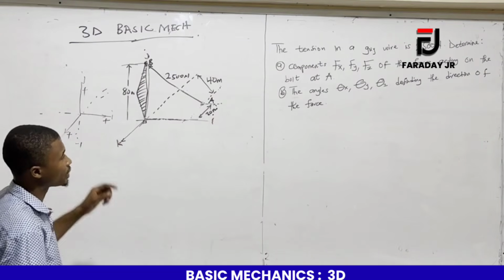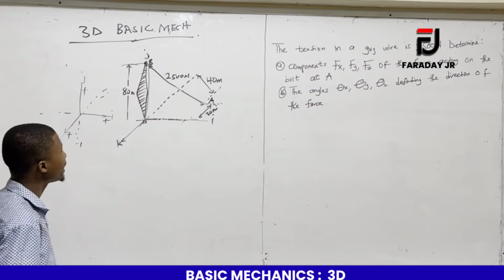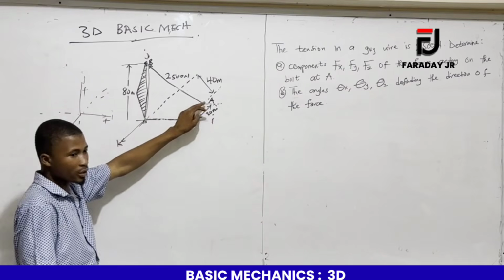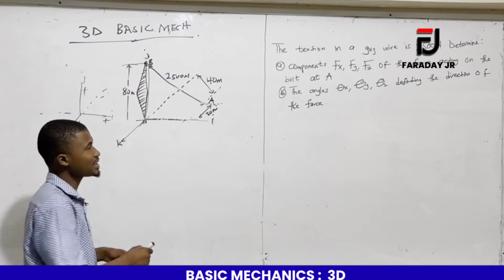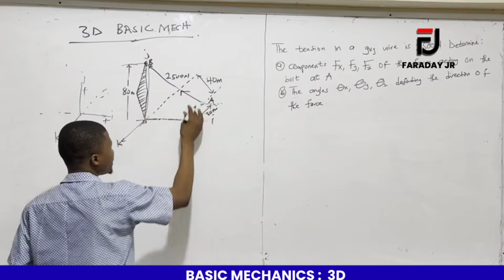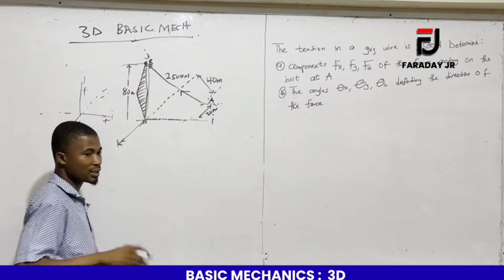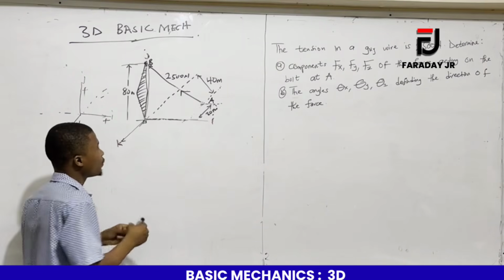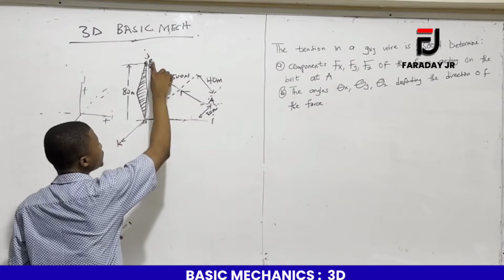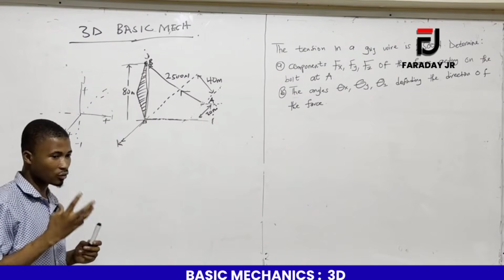Now the question says the forces act on the boat at A, and we know that tension always acts in the opposite direction to where the action is taking place, right? That means that the force is actually moving from A to B. Having that in mind.